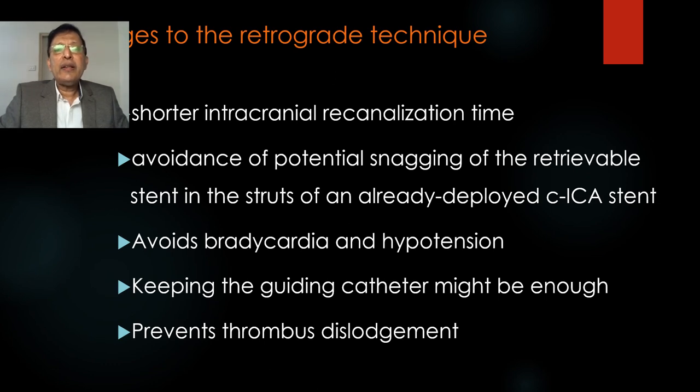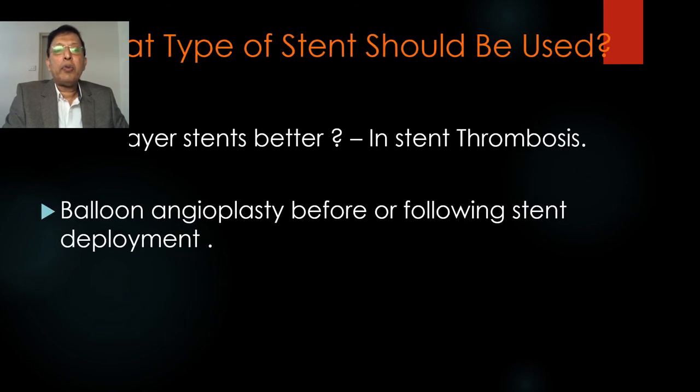Keeping the guiding catheter maybe for 15 minutes, the time you take to open the middle cerebral artery, it might be enough to open the carotid stenosis to convert to something like a 50%. And last, it prevents thrombus dislodgement. When you are doing the stenting first, always there is a chance of artery to artery embolism.